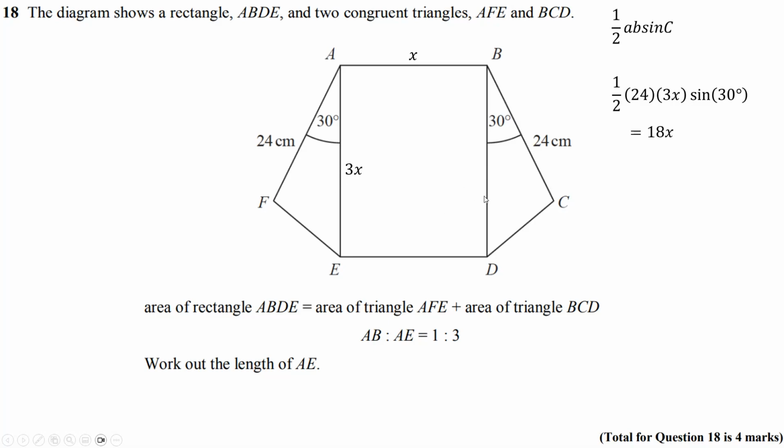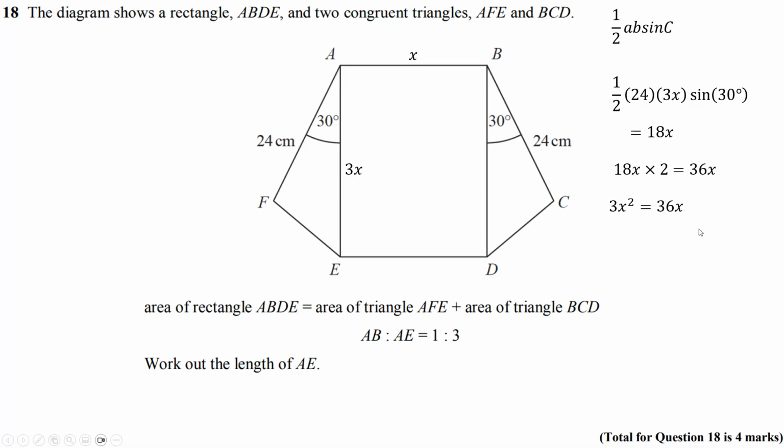Now, the area of this is actually equal to the area of this. These two are congruent. You can prove that for yourself, saying that side, angle, side, because these are the same. So therefore, these are congruent. So you can just multiply this 18x by 2 to get the area of this triangle plus this triangle. And that apparently equals the area of ABDE. And the area of ABDE is 3x multiplied by x, which is 3x squared. So 3x squared equals 36x.